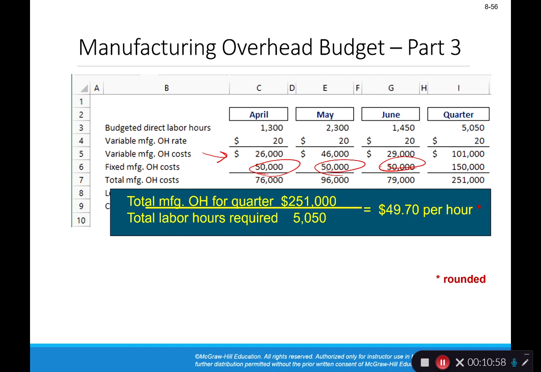Because these are estimates, we would use this budget to create our predetermined overhead rate, which is our estimated overhead for the quarter, which would be that 251, divided by the estimated hours, which are the 50/50. So that would be the predetermined overhead rate that the company would use. Because remember, budgets are all estimates, so all of these numbers are estimates.